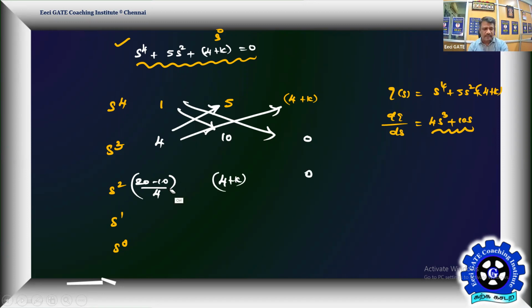Yes. Now let me simplify this. 20 minus 10 is 10. So 10 by 4 is going to be 2.5. Let me take 2.5.